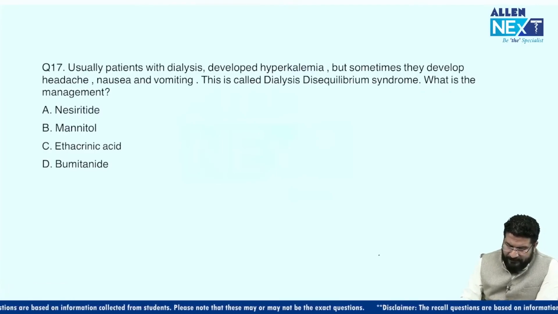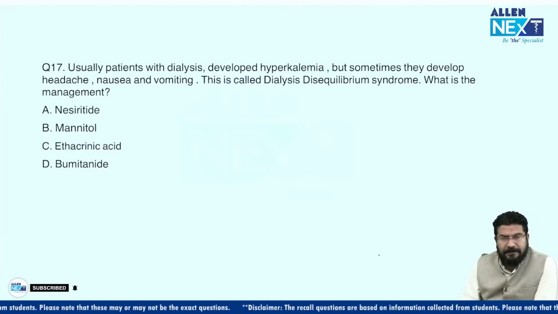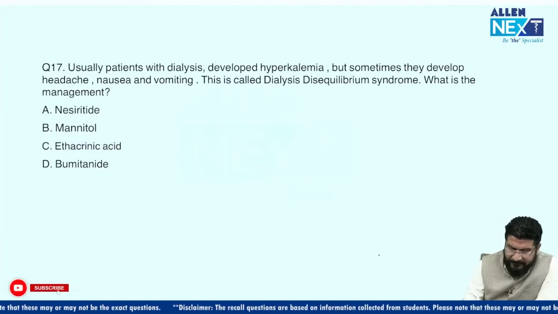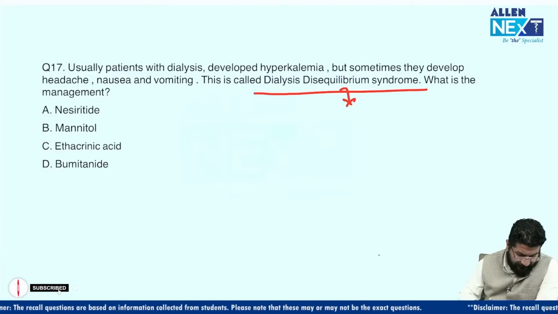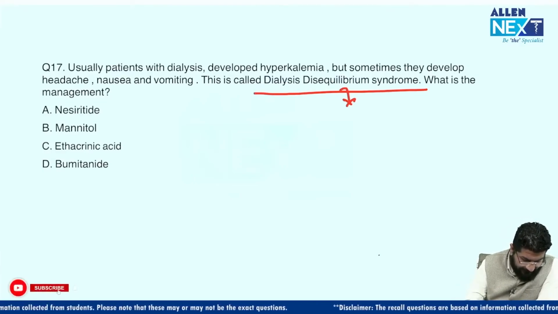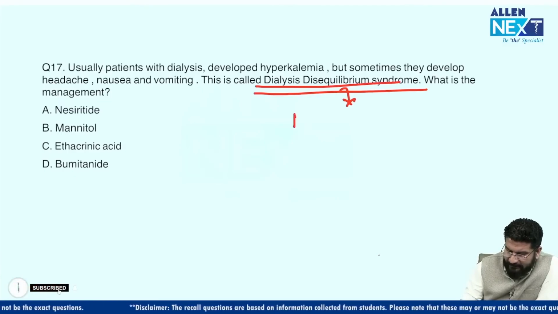Okay, usually a patient on dialysis develops hyperkalemia, but sometimes they develop headache, nausea, vomiting, right? This is an example of dialysis disequilibrium syndrome. So what is dialysis disequilibrium syndrome? Understand this. This is seen in those who are having dialysis for the first time. A person who is having dialysis for the first time will develop this, right? Now, how can we prevent this syndrome? Here what we see is that the patient can develop cerebral edema.